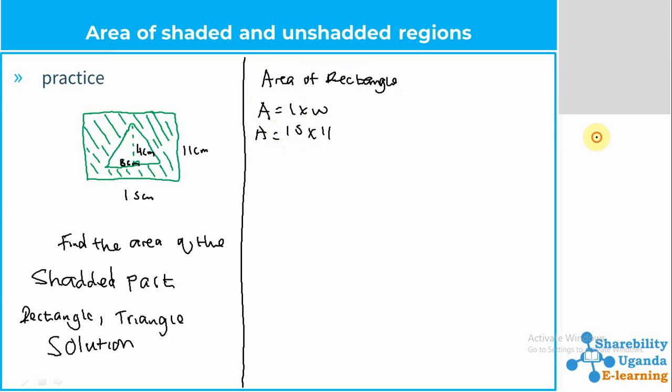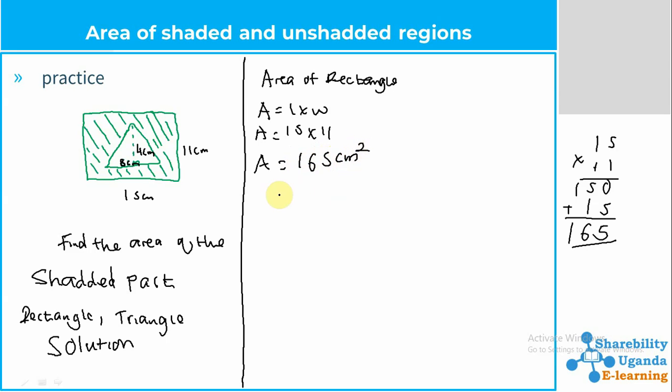So what do we get? If we have 15 times 11, let's multiply. 1 times 5, we get 5. Here we get 1, this becomes 0. 1 times 5, we get 5. 1 times 1, 1. Okay, so we add: this is 5, this is 6, this is 1. So our area here is going to be equal to 165 centimeters squared.